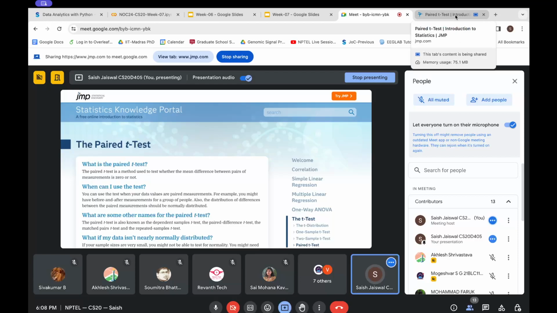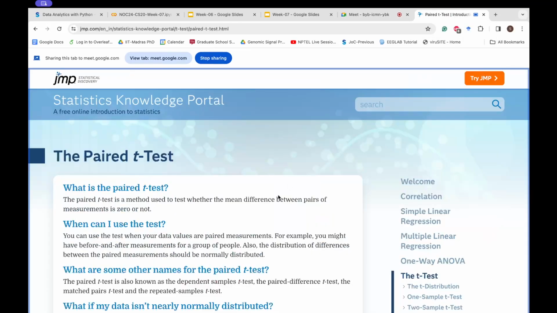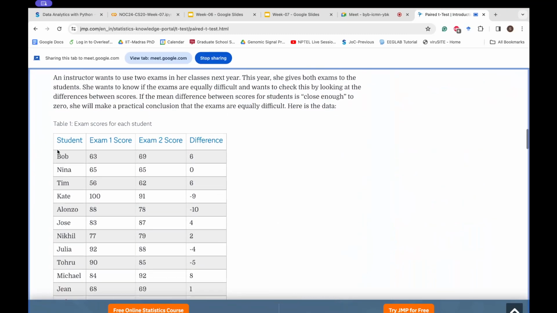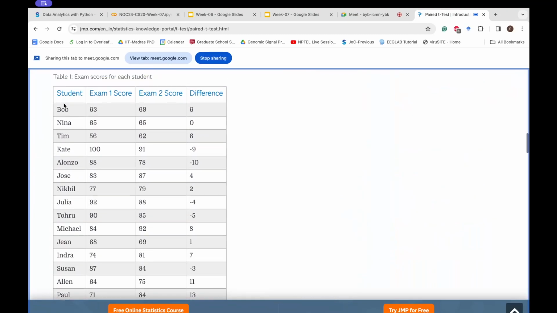Okay, so let us see this example over here. I just found this online. So there is a group of students, and by the way, this is not there, I think, in your syllabus. Paired t-test might not be there, this is just for your information.